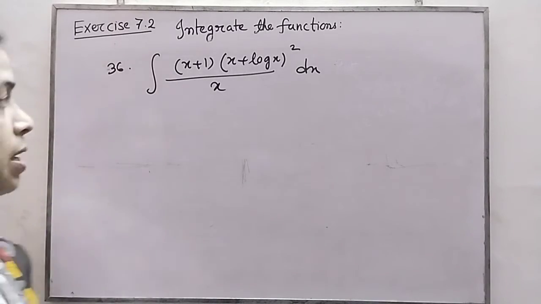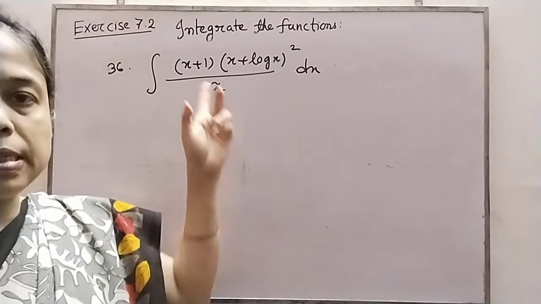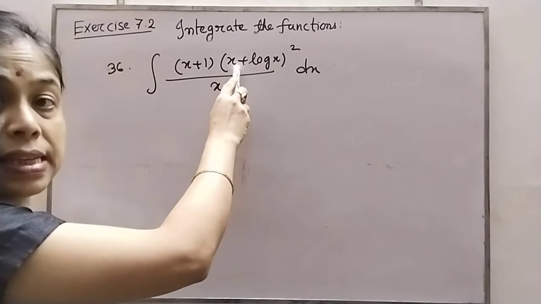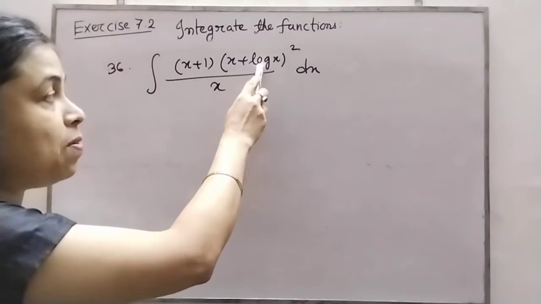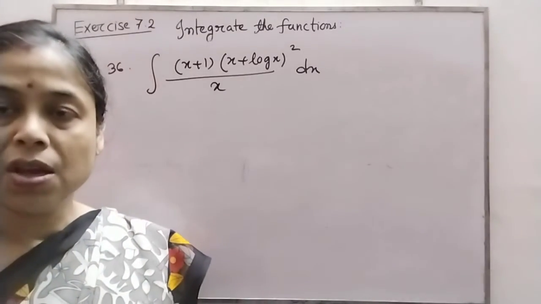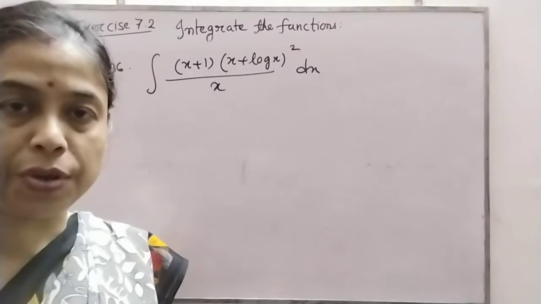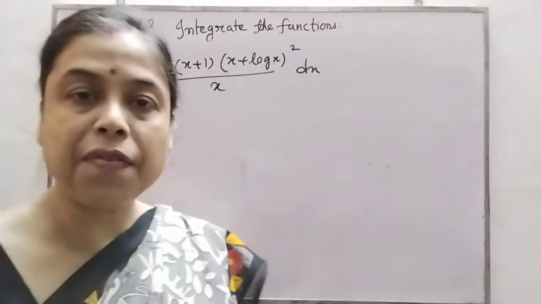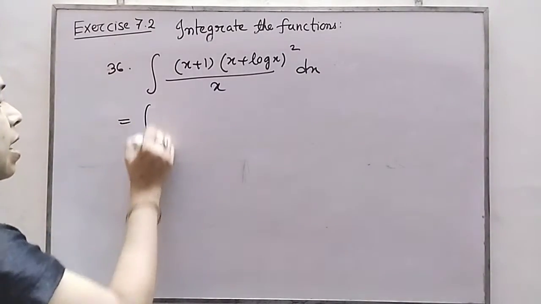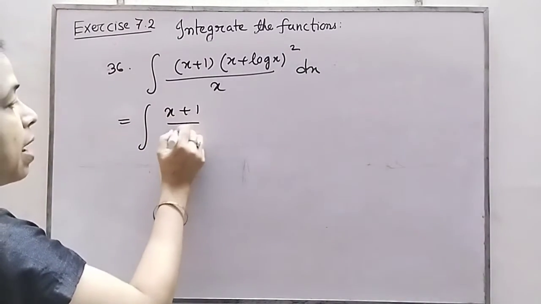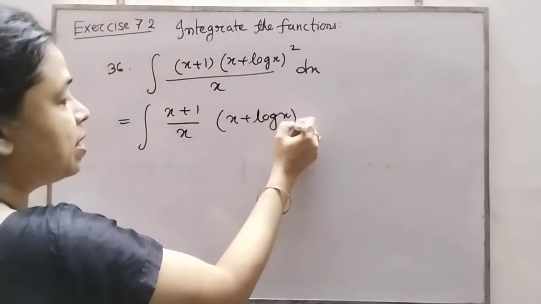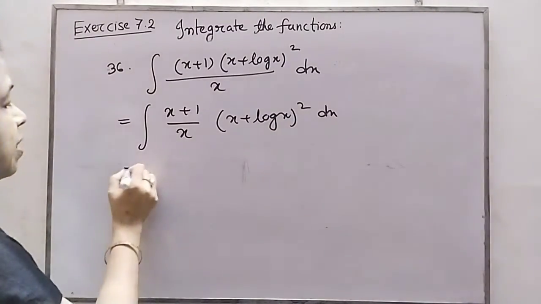You see this question now. This is the product of two functions. The derivative of x is 1 and the derivative of log x is 1 by x, but it is not directly present in the integral. So one simplification you have to do here so that we can obtain the derivative in the integral. That's why I divided this x plus 1 by x, and write it separately into dx.